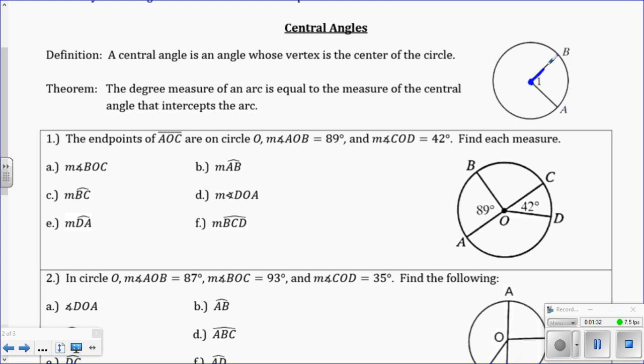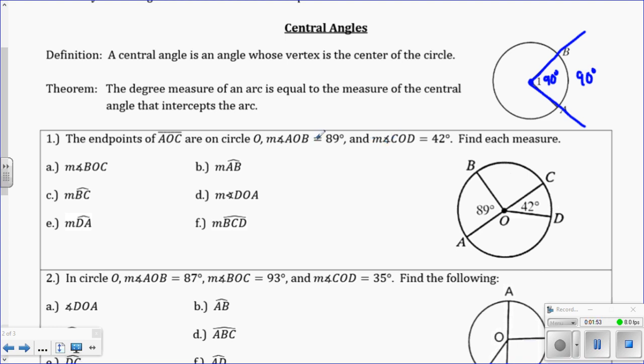So if you extend this out, it's the same degree measure as the arc within those two lines that I extended. So for example, if arc BA is, I don't know, looks like about 90 degrees actually, angle 1 as a central angle would be the same degree measure, 90 degrees. So let's do a problem so you can see how to do this stuff.